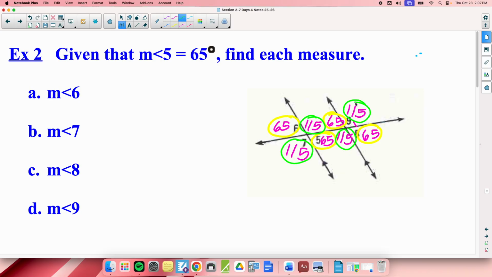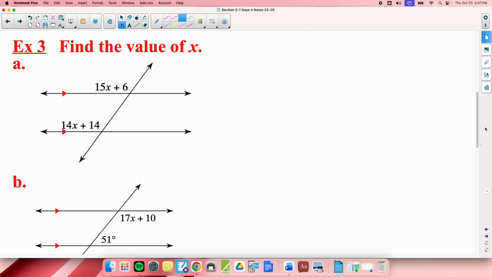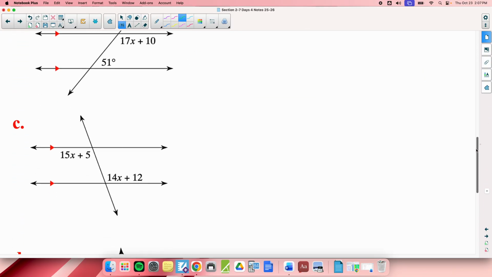So they want angle 6, which was right here, that's 65. Angle 7 is right here, that's 115. Angle 8, I believe is that one, that's 65. And 9 is 115. Okay? Now, let's go to the bottom, and we're going to do one more of each type.